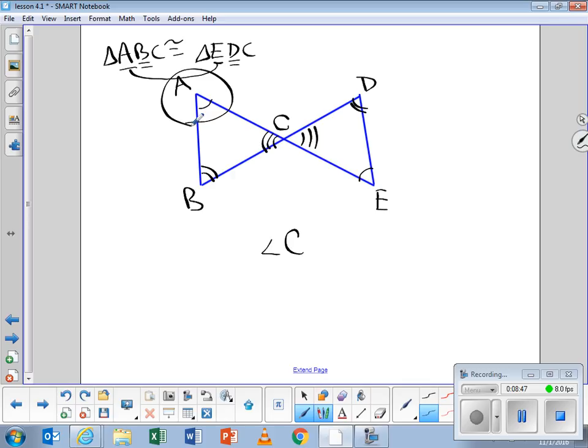Yeah. So we can say that angle A is congruent to angle, sorry, E. My bad. You didn't see that at home. I still almost put a C there instead of an E. Okay? So it looks like that. So angle A is congruent to angle E, and angle B is congruent to angle D.